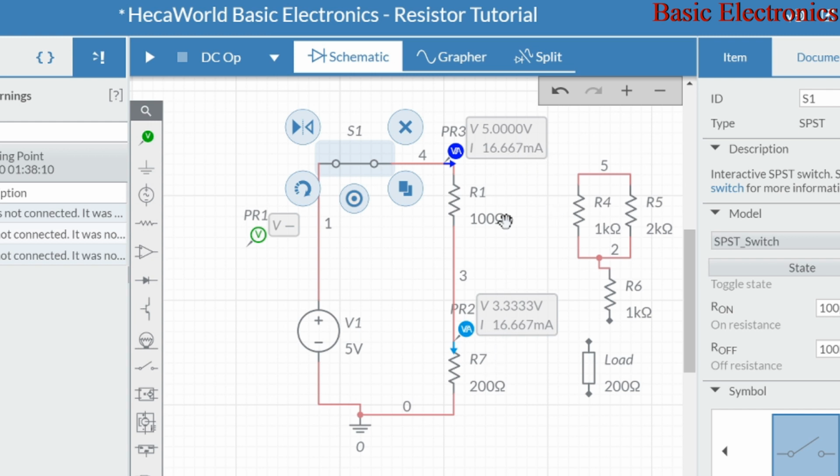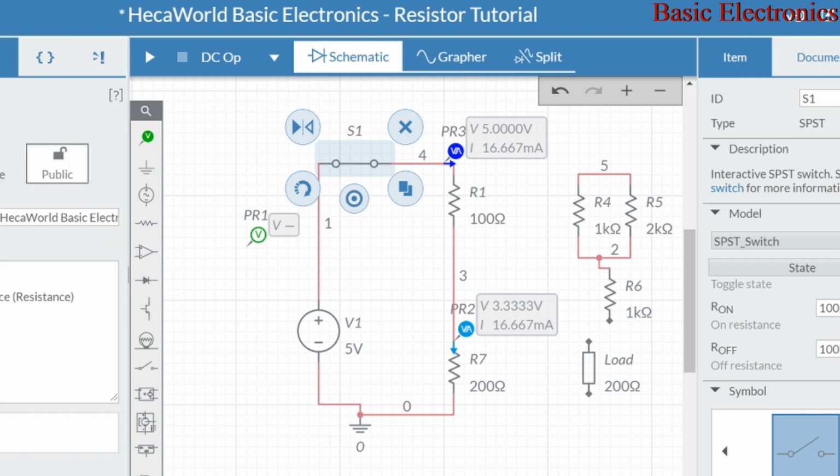That same current is going through the entire series arm, but the voltage developed across each resistor is different. The voltage developed across R7 is 3.333 volts, whereas the voltage developed across R1 will be the difference between 5 and 3.333. So that will be 1.66667 volts developed across R1. This satisfies our assumption or assertion that Ohm's law is obeyed in this circuit configuration.